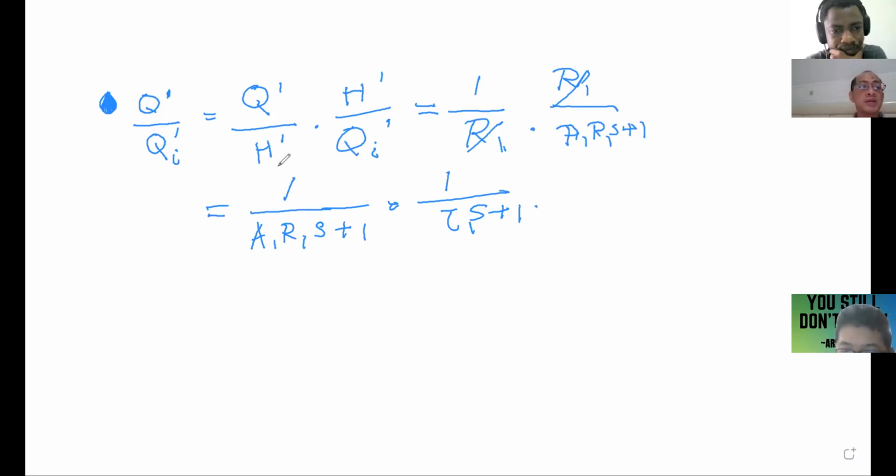So if you want to find the transfer function between variables, what you have to do is just multiply one transfer function with the other transfer function. So you will get the answer. Okay. Any questions? No? No, sir.